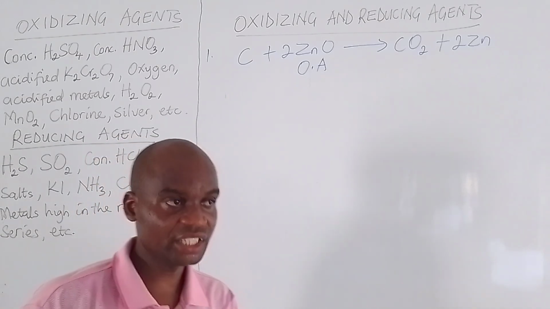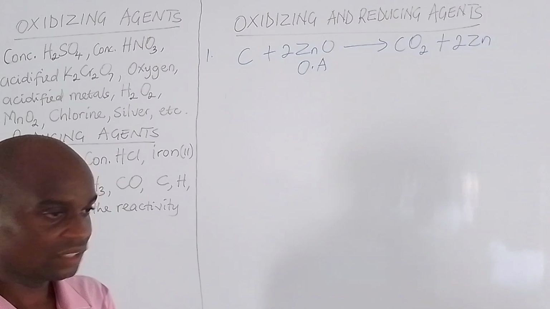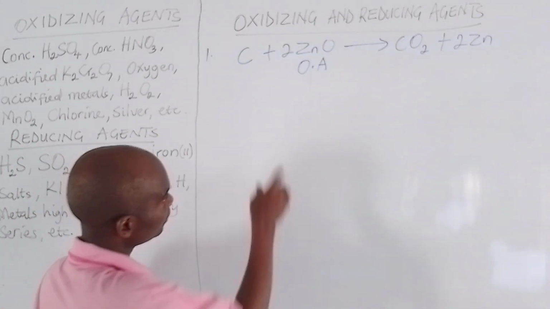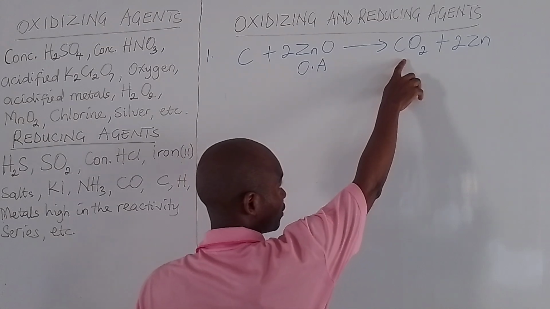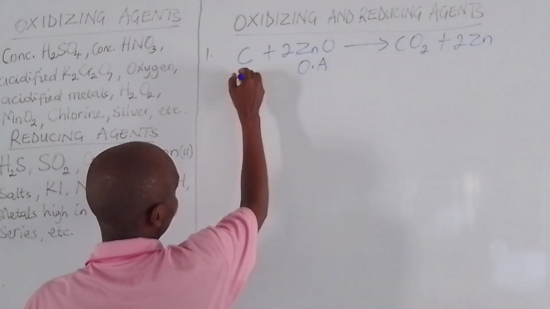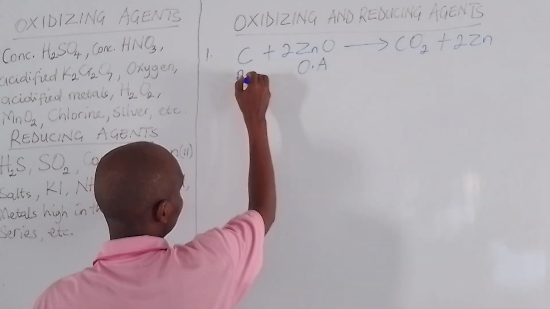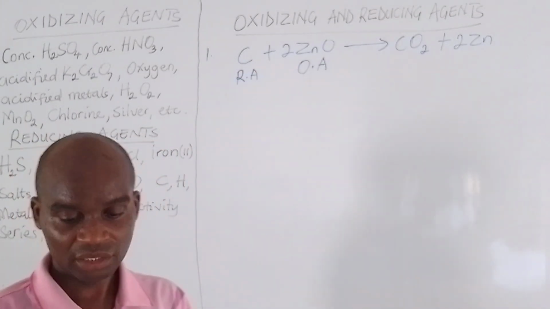while a reducing agent is a substance that accepts oxygen. In this reaction, carbon accepts oxygen to form carbon 4 oxide. So this is our reducing agent as far as this reaction is concerned.